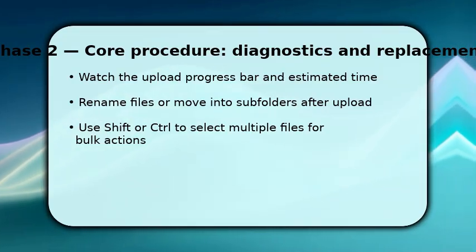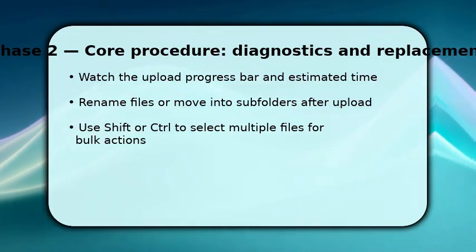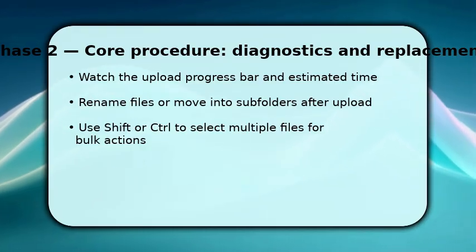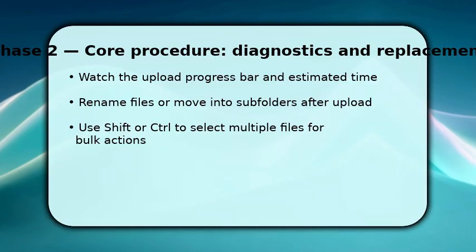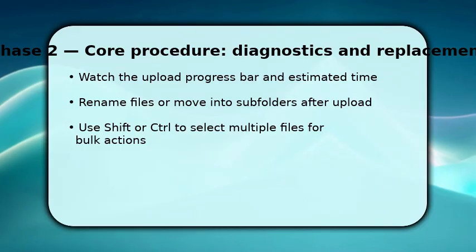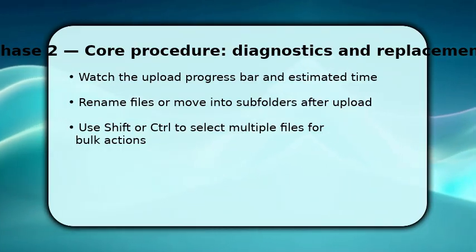When each photo finishes, right-click to rename, add a description, or move it into subfolders for better organization. That helps when you search later. If you need large batches, select multiple images with Shift or Control for one action. Make sure to check file formats.